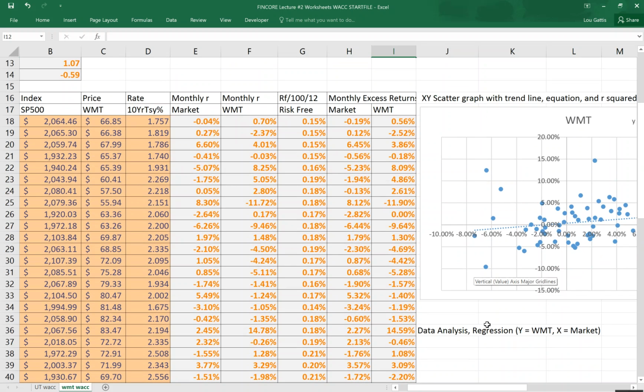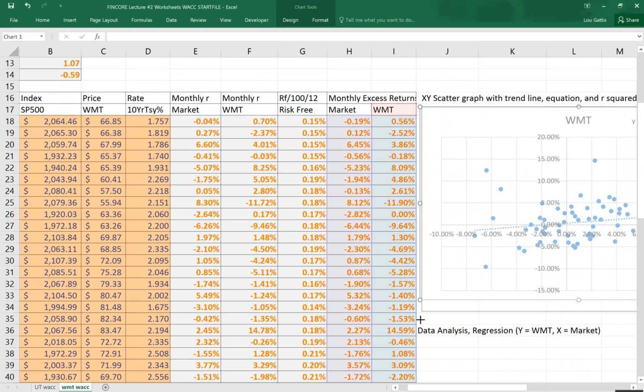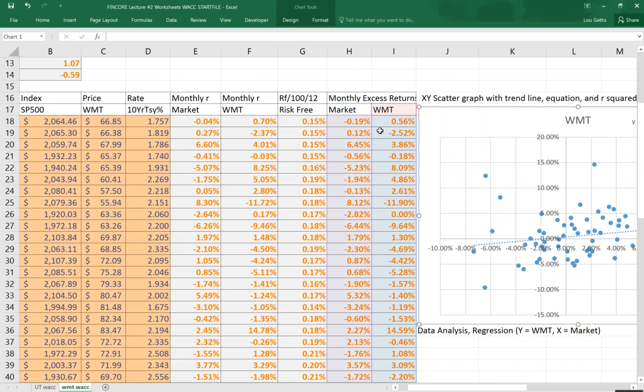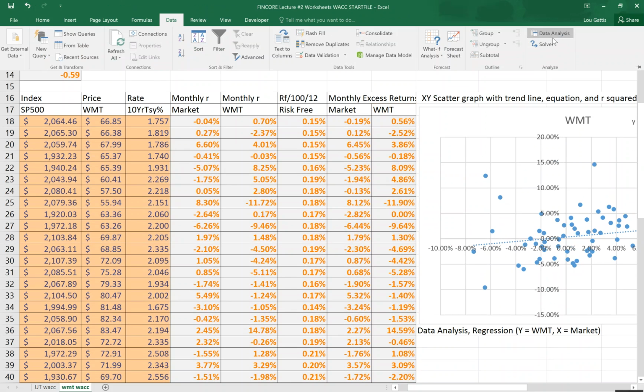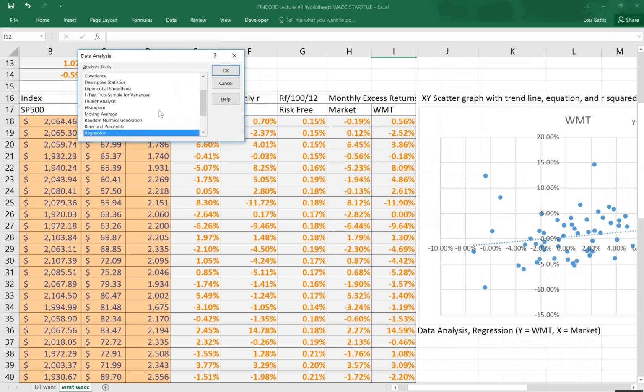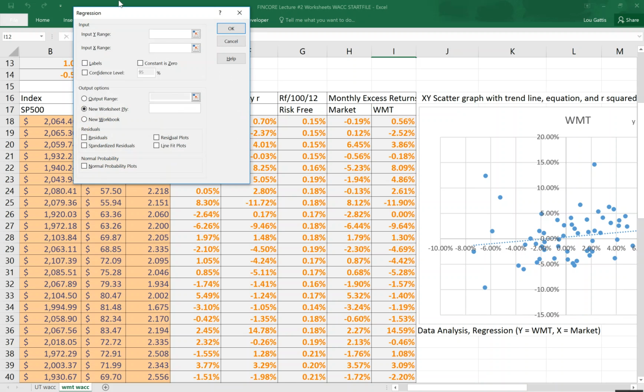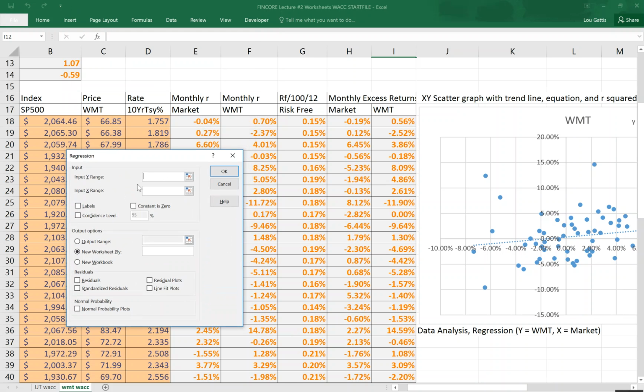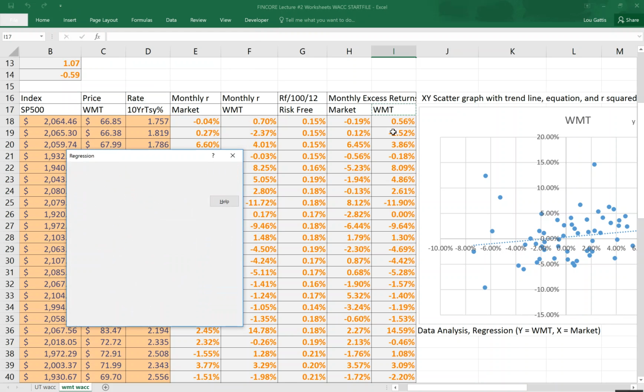Now we can do beta a few more ways. We also could have just run a regression. I can go to data, data analysis, regression. Now data analysis is an add-in. You might have to go to file, options, add-ins, and add data analysis as an add-in. I'm going to run a regression. It asks for the Y range. Now Y is the Walmart.